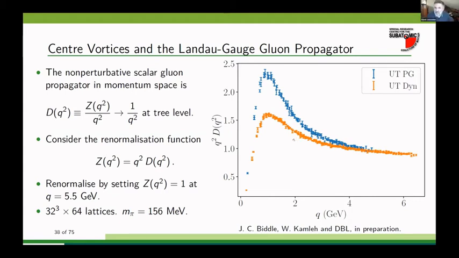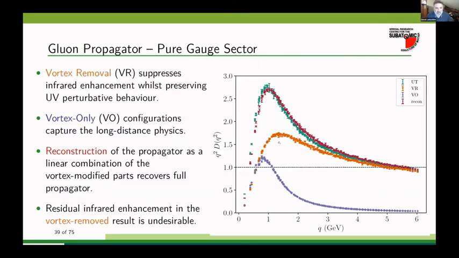Excellent, okay, thank you. One of the early celebrated features was that the introduction of dynamical fermions screens the propagator, and it does so quite dramatically. We can see that here. Of course, the question is whether vortices can capture that information. So here we are in the pure gauge sector, and we have the three fields. The untouched is in green here. Vortex removed is in orange. Vortex only is here.